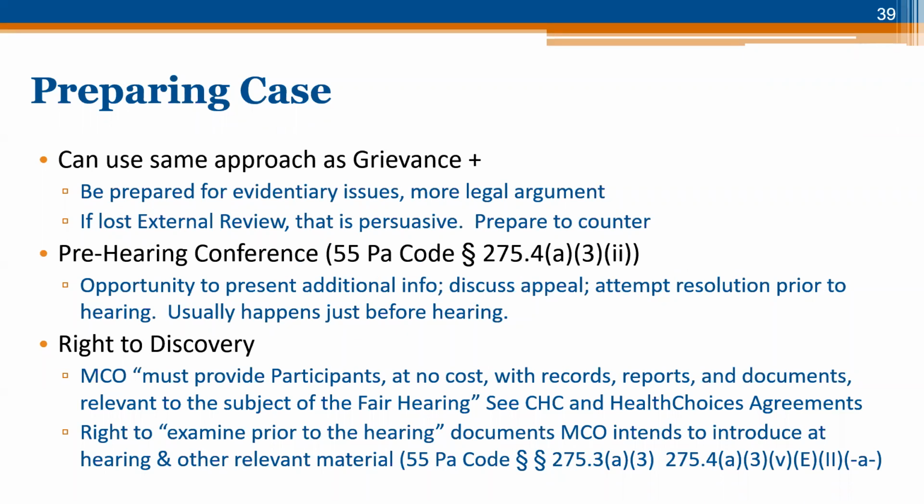In terms of gathering evidence and presenting the case, use the same approach you use for the grievance, but it's going to be more formal. So there's going to be evidentiary issues. There's going to be more legal arguments. And if you lost an external review, that's going to be persuasive. You need to be prepared to counter that, because the plan's going to say, three different doctors decided that this person doesn't need this service.